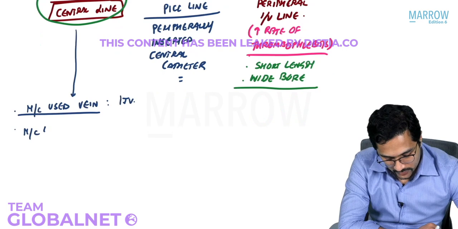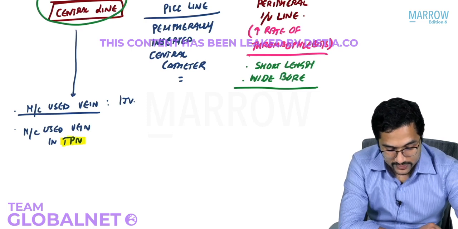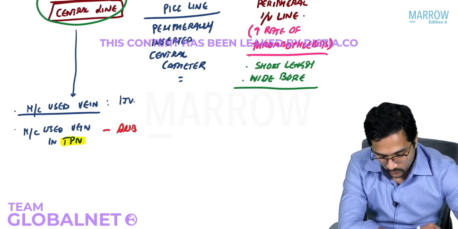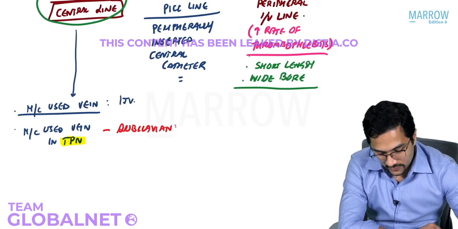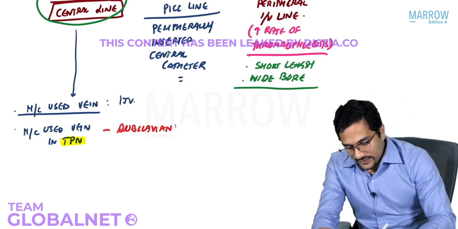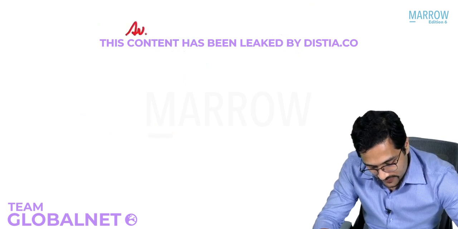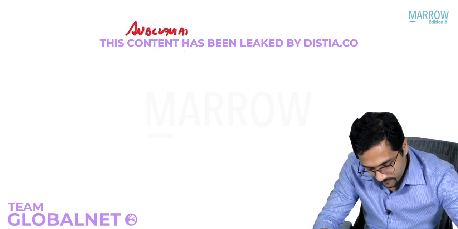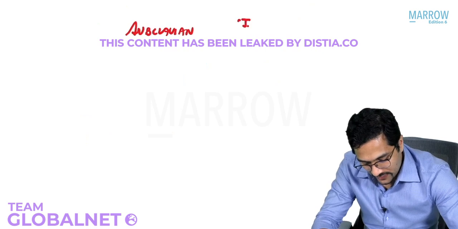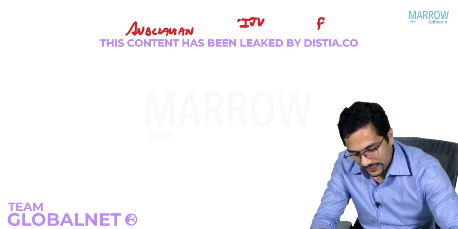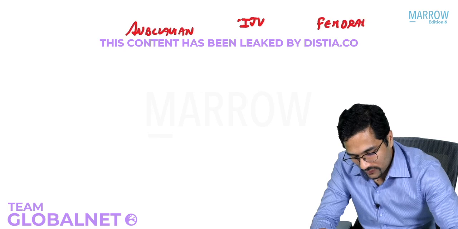But the most commonly used vein for TPN, to give nutrition, is the subclavian. And why is there this difference? So you can have central lines, either subclavian central lines, IJV (internal jugular vein) central lines, or femoral central lines.